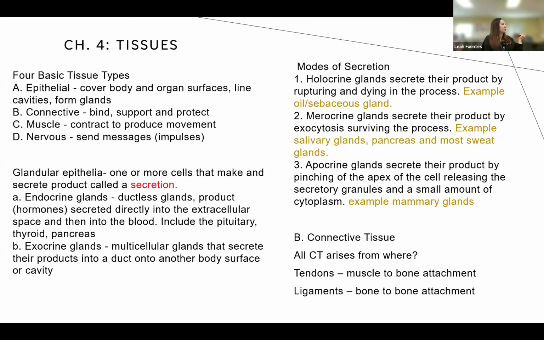Then we also have some modes of secretion. So we just talked about what a secretion is. Now we're going to talk about the different modes. We have holocrine, merocrine, and then apocrine. Holocrine glands secrete their product by rupturing and dying in the process. An example of this is an oil or sebaceous gland. Merocrine glands secrete their product by exocytosis. Examples of these are salivary glands, pancreas, and most of your sweat glands.